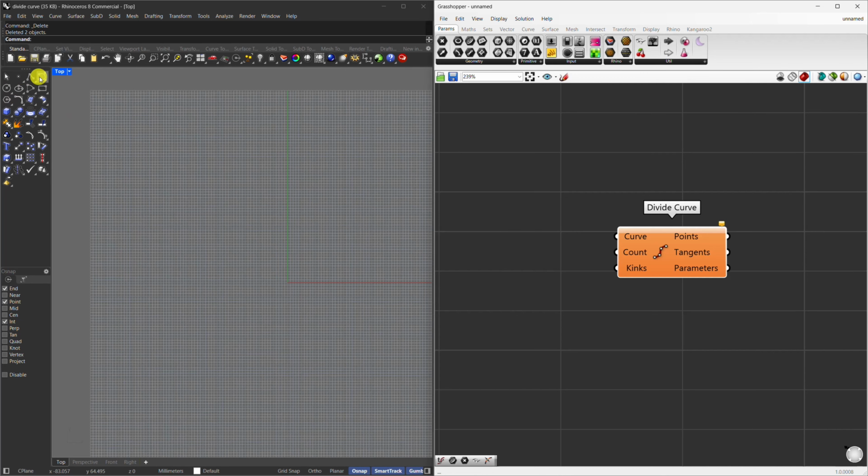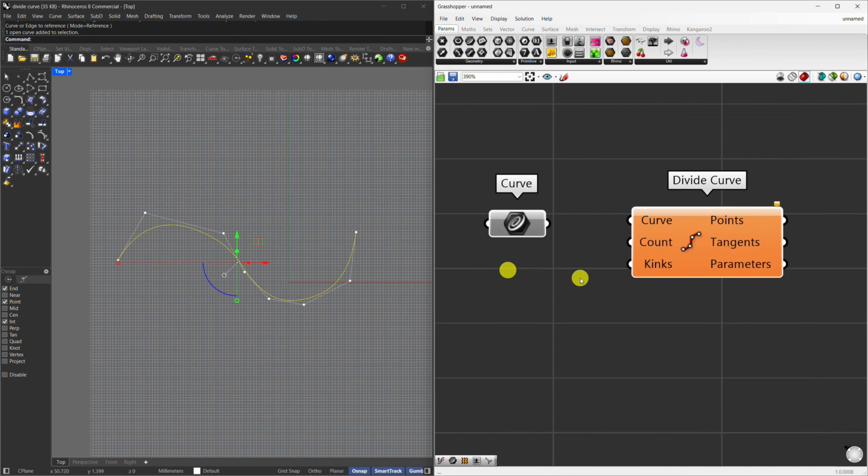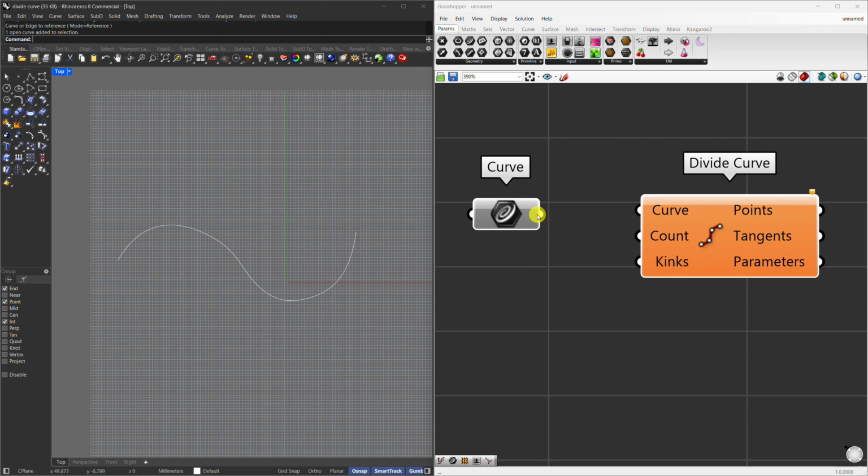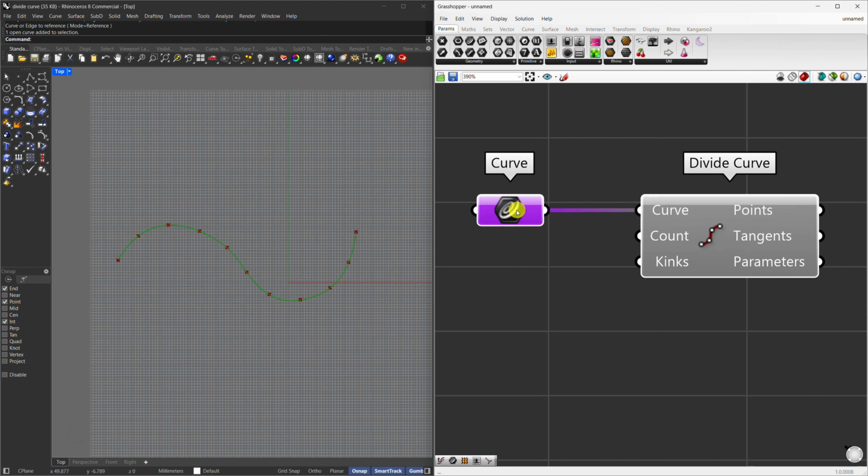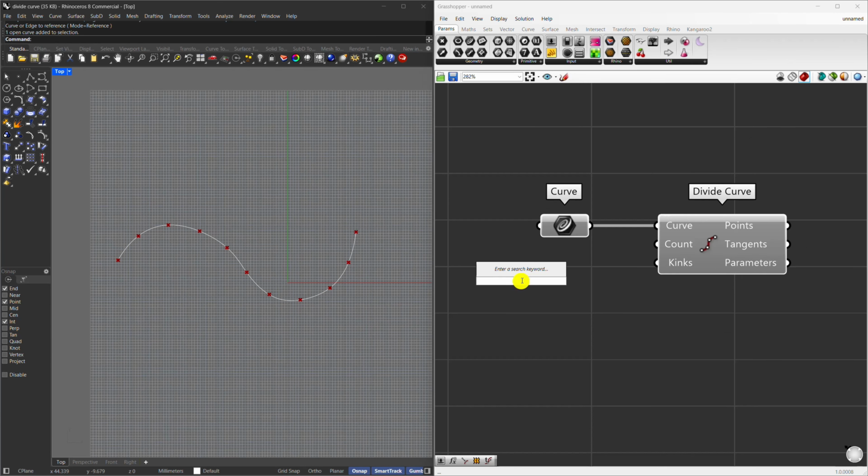Let's bring a curve into Grasshopper and see how this is working. Let's draw one curve. Let's connect that curve. That's all. It's automatically divided equally. If you hover your mouse over Count, it will show 10. So the default value is 10, which means whenever you give the curve, it automatically divides that curve into 10 parts. If you want to change the number, we have to use a number slider.